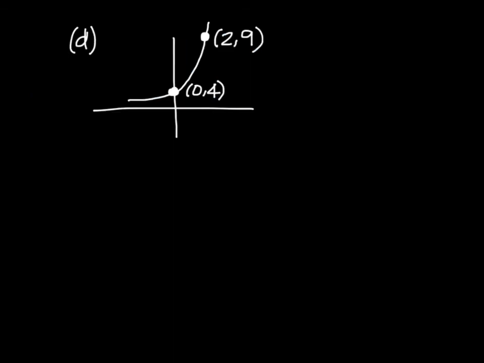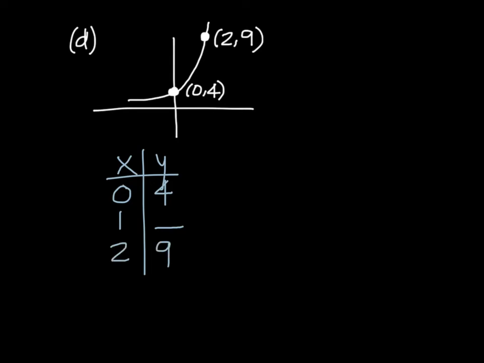Now this next example doesn't have a table of values, but it gives you a graph. And so what I'm going to do is try to translate this into a table to help me find the equation of this exponential function. Well, when x is 0, y is 4. When x is 1, y is unknown at this time. When x is 2, y is 9.